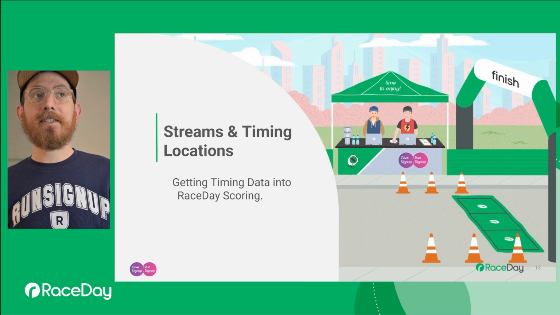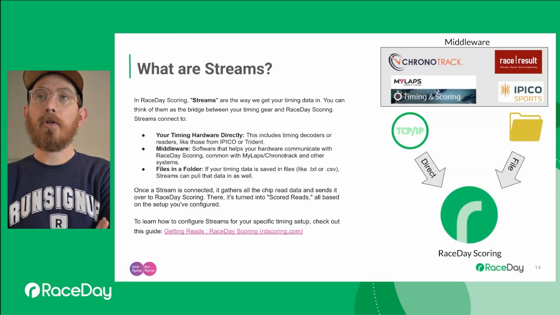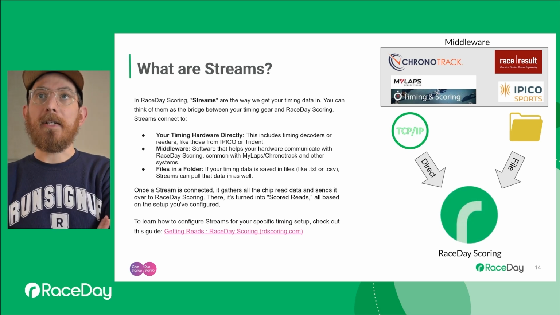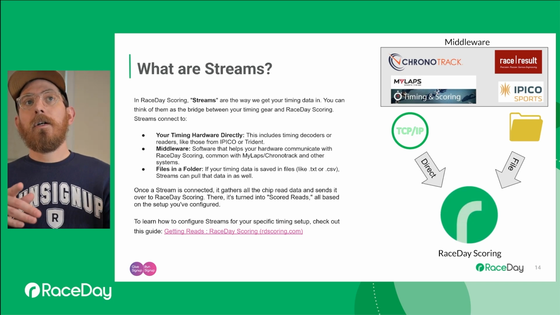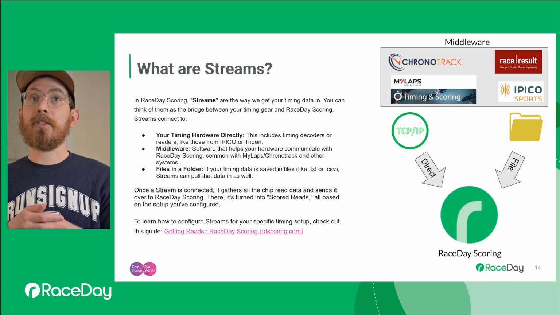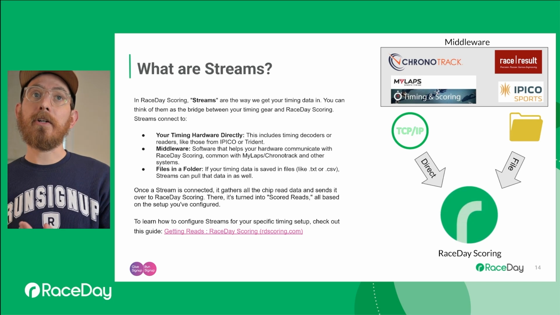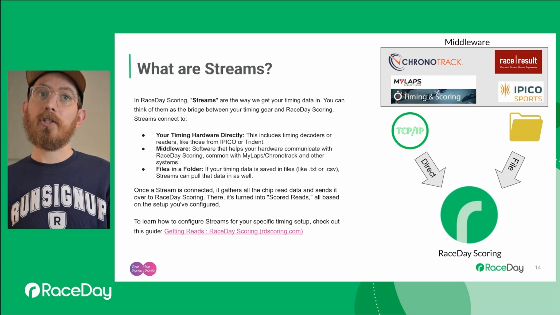This is how we get timing data into RaceDay scoring from your readers. So what are streams? In RaceDay scoring, streams are the way that we get your timing data in. You can think of them as the bridge between your timing gear and RaceDay scoring. Streams connect to a few different things. They could connect directly to your hardware. This includes decoders or readers, typically iPico or Trident. Those are the ones that we directly connect to.